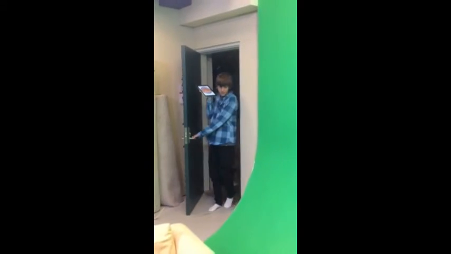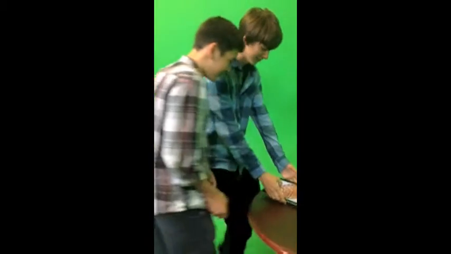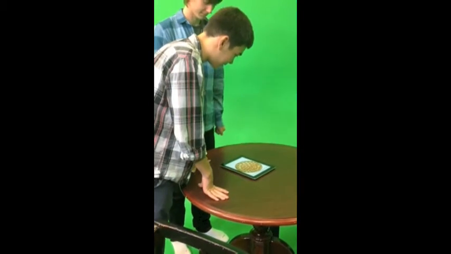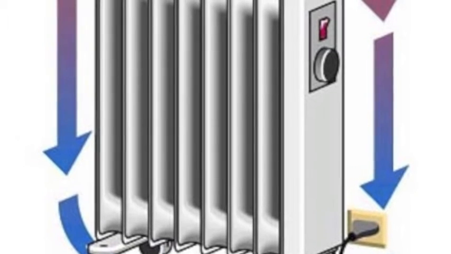I have the pizza. It was made in a convection oven. Whoa. This looks really good. Another example of convection is an old-fashioned radiator.